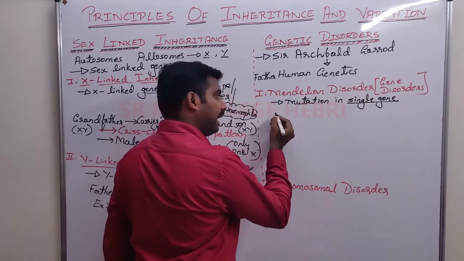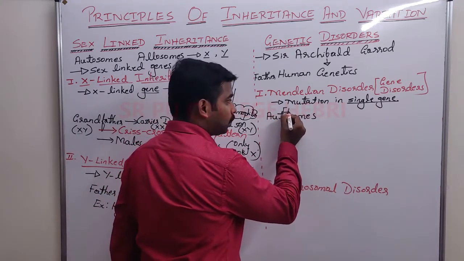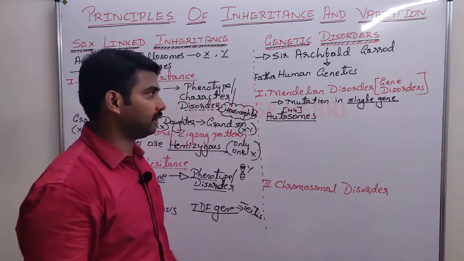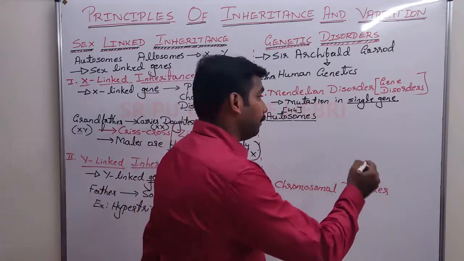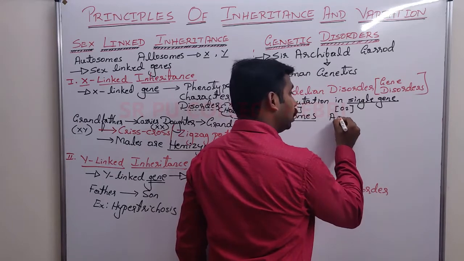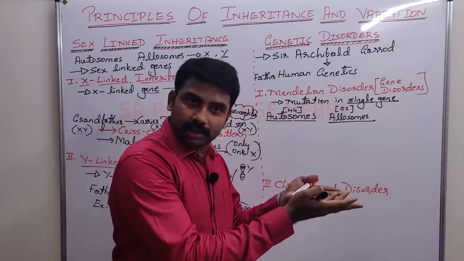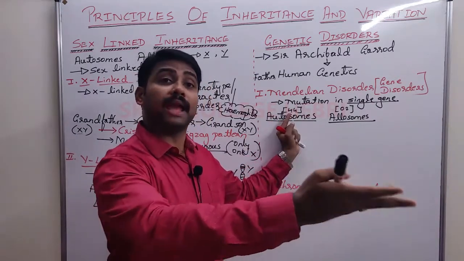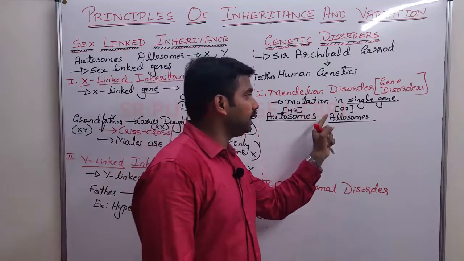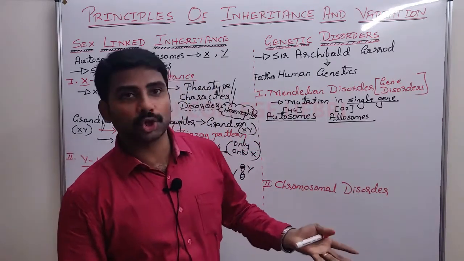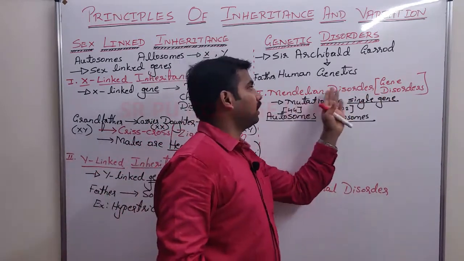Remember, the gene mutation can occur either to a gene present on autosomes. If a gene on the 44 autosomes mutates, we call it an autosomal Mendelian disorder or autosomal gene disorder. Or the mutation can even happen to which one? Allosomes also. So the gene mutation can be autosomal if the mutated gene is present on any one autosome. It can be an allosomal gene disorder if the mutated gene is present on any one allosome, either the X chromosome or the Y chromosome.